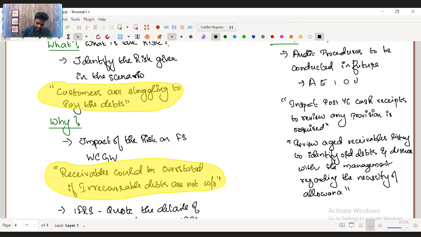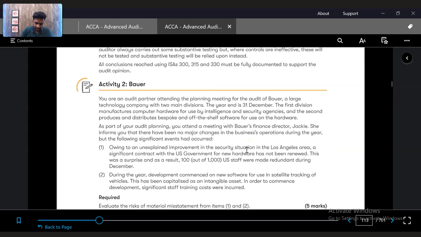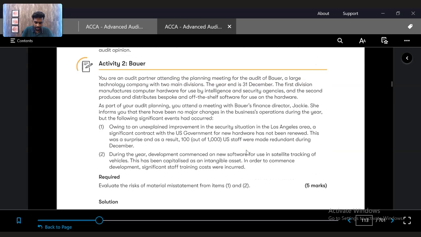So to quickly practice these responses, let us do one activity, which is activity number 2. This is Bauer company. You are an audit partner attending the planning meeting of the audit of Bauer, a large technology company with 2 main divisions. The year end is 31st December. The first division manufactures computer hardware for use by intelligence and security agencies, and the second produces and distributes bespoke and off-the-shelf software to use on the hardware.